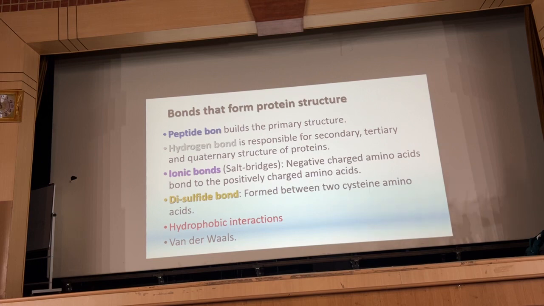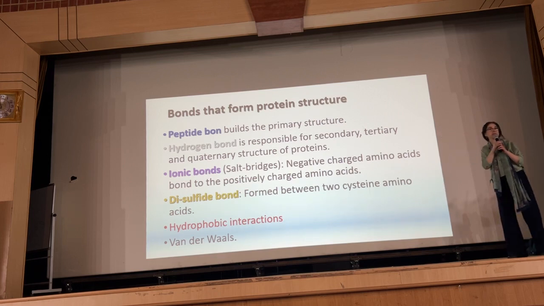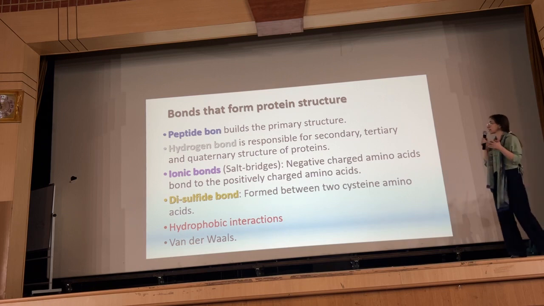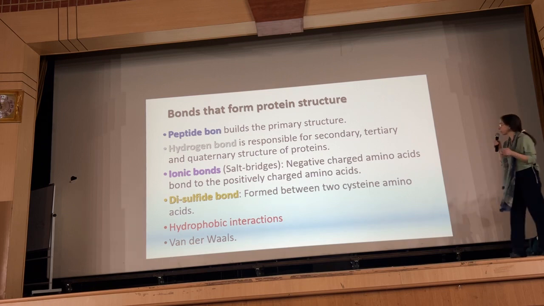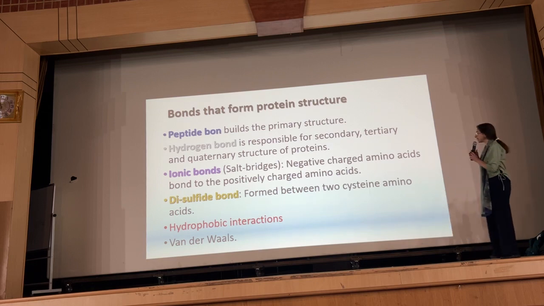I have already talked about bonds last week, about bonds in biomolecules, but I've also indicated proteins. Now we are taking it again. So these are the bonds: peptide bond, covalent bond. It exists, it makes the primary structure, as I said. Hydrogen bond is responsible for the secondary structure. And also it exists in tertiary and quaternary levels, hydrogen bonds here.